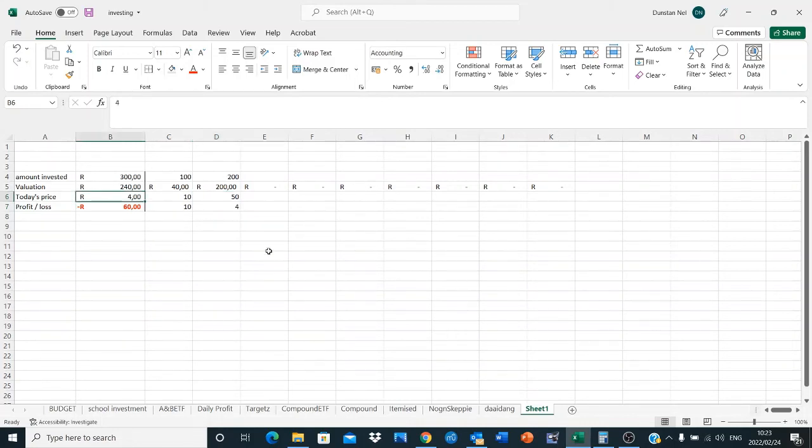So let's run the same scenario again. Moves up to 5 Rand. I'm already at a zero. It goes up to 6 Rand. I'm already 60 Rand profit. 7 Rand, 120, 8 Rand, 180, 9 Rand, 240, 10 Rand. I'm 300 Rand in profit. I spent 300, I've made 600. Gives me a value of 300.